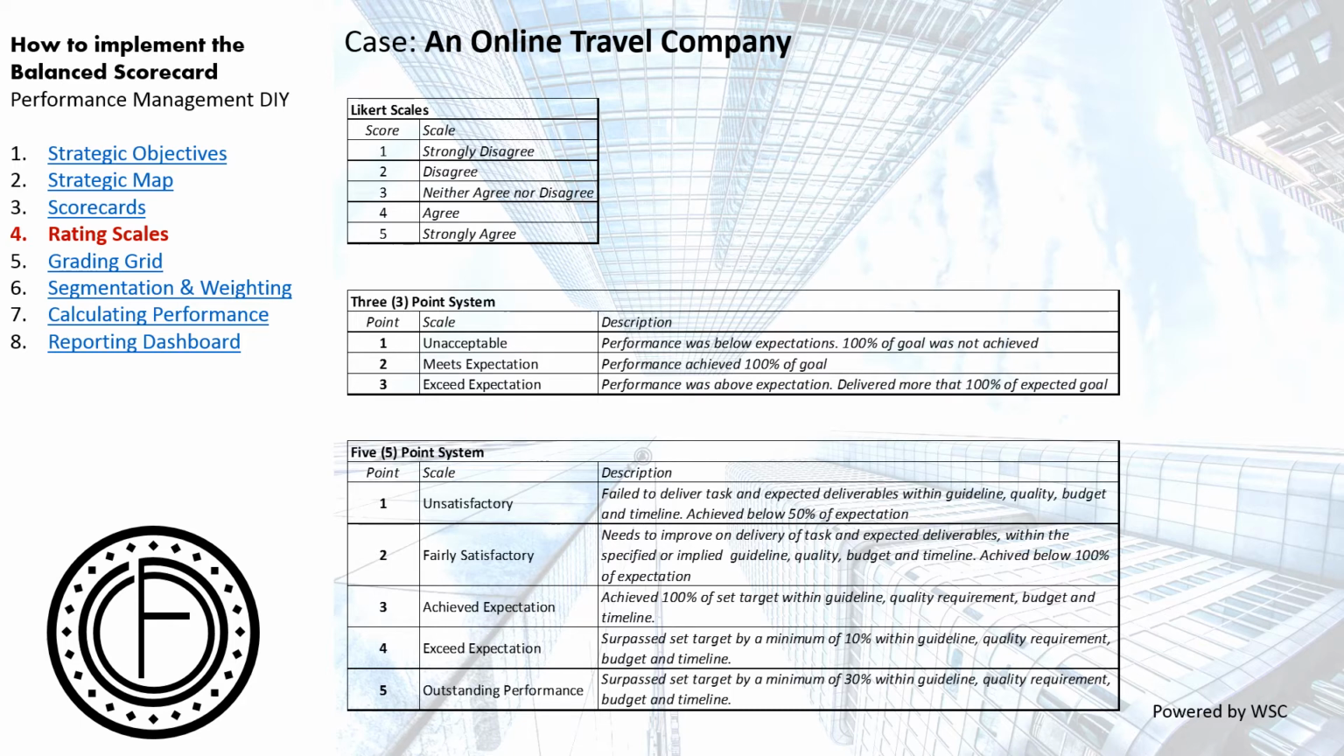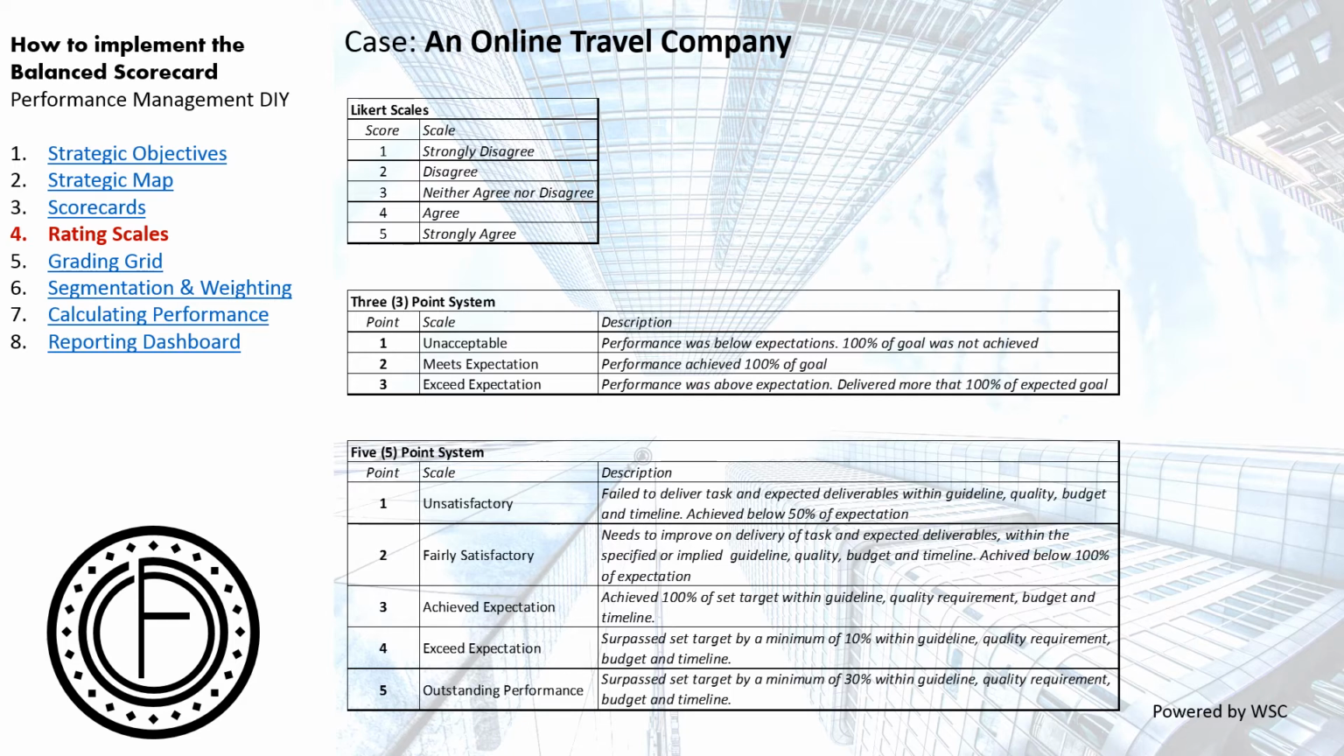So here you have the Likert scales, 1 to 5. Then you have the 3-pointer system, which is 1 to 3. Some organizations will tell you that, you know what, I prefer a 3-point system because I don't want people to hide under fairly performance or whatever it is. And some would say, you know what, a 5-point system is what will work for us. So what we have here are different rating scales.